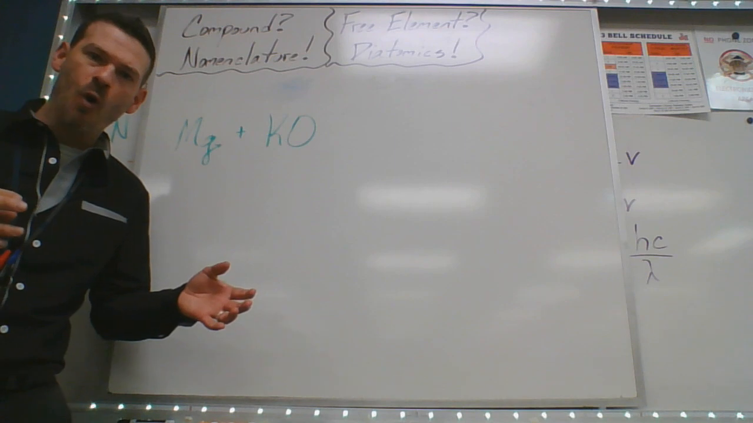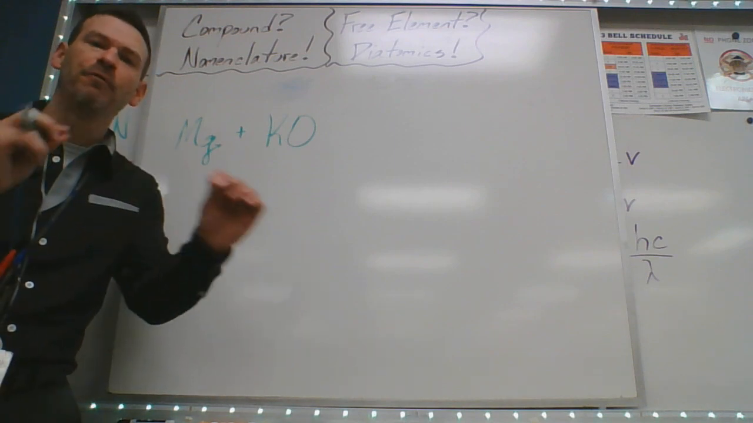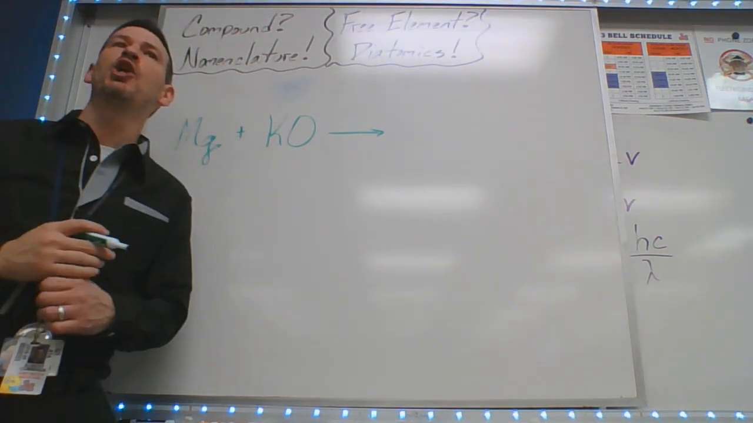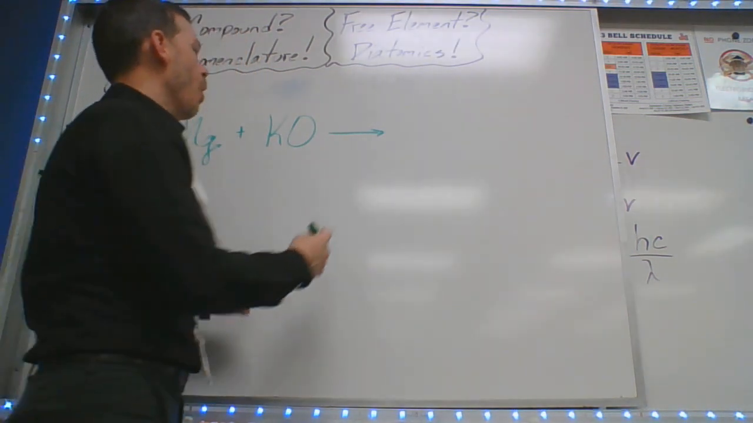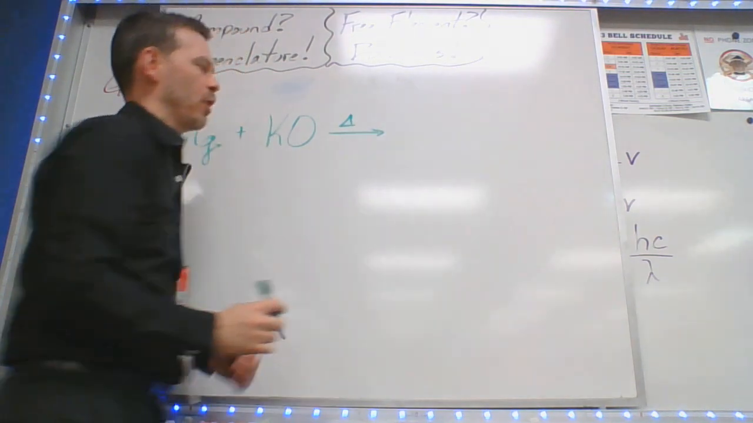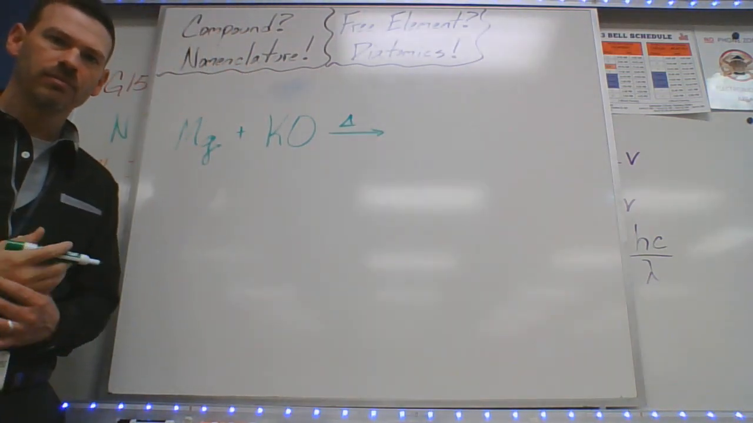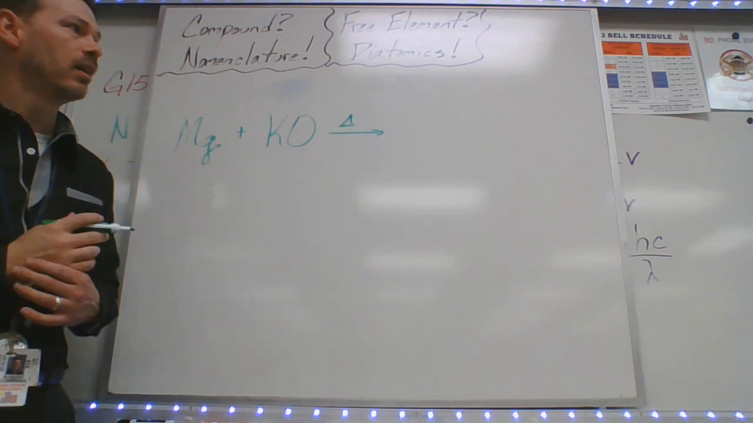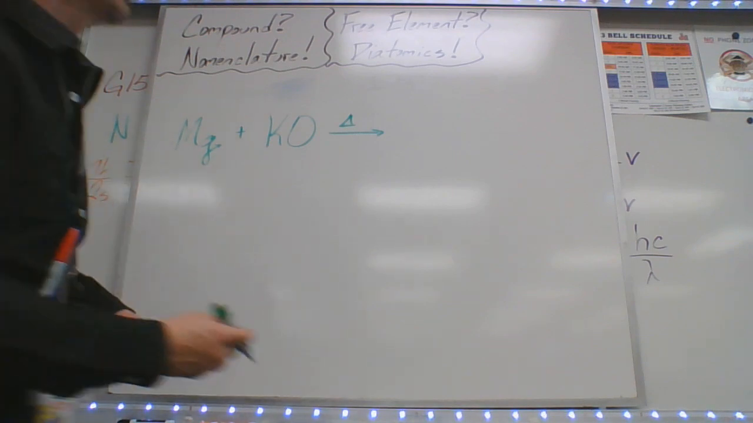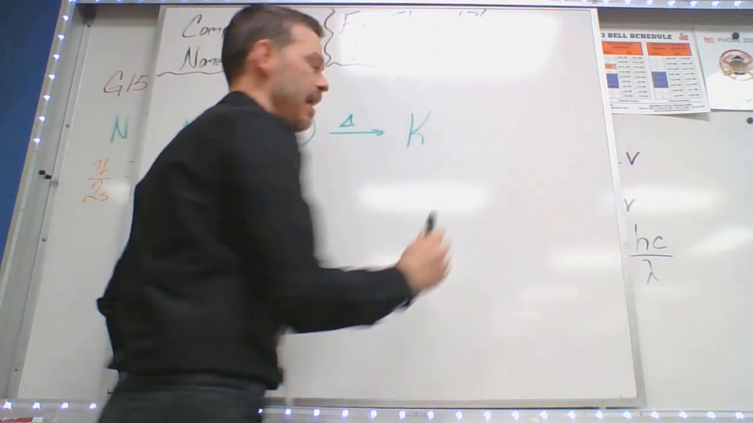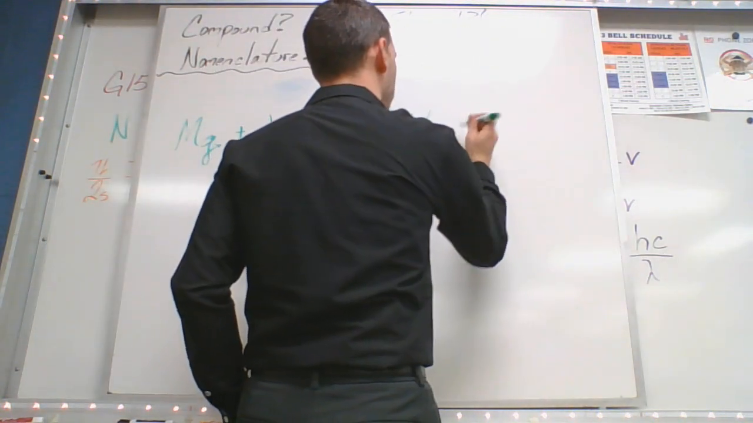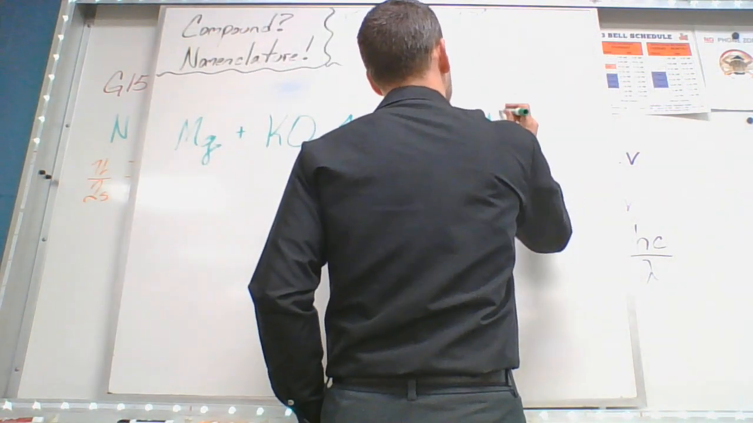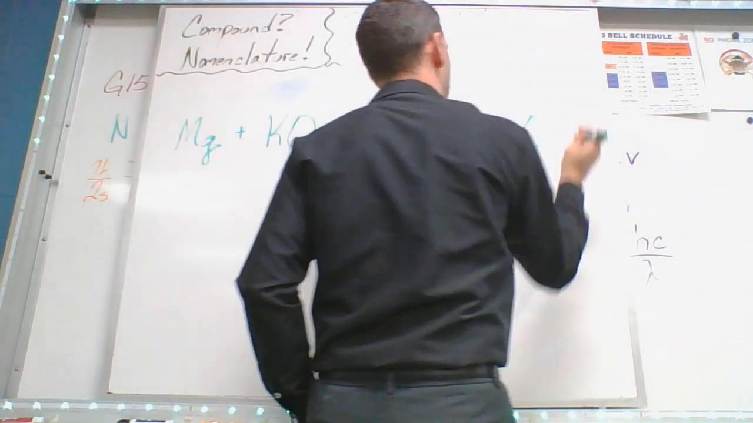Are heated to forms, kind of a mouthful. We know that to form is definitely the arrow. How did you show that it was heated? Yeah, or the word heat. But I prefer the triangle. But whatever. It's okay if you miss that part. Through practice, you're going to get really good at this. What does it produce? Or it forms potassium, K, and plus magnesium oxide.